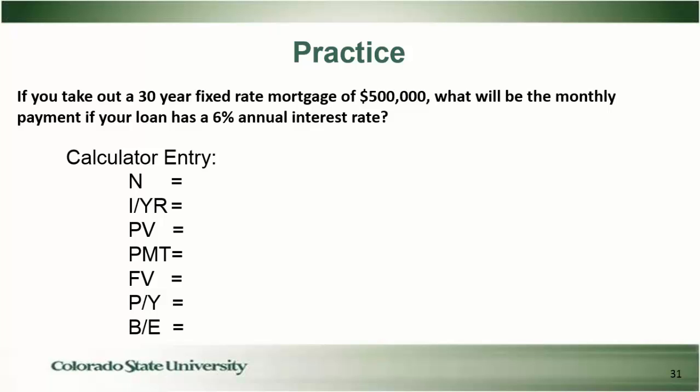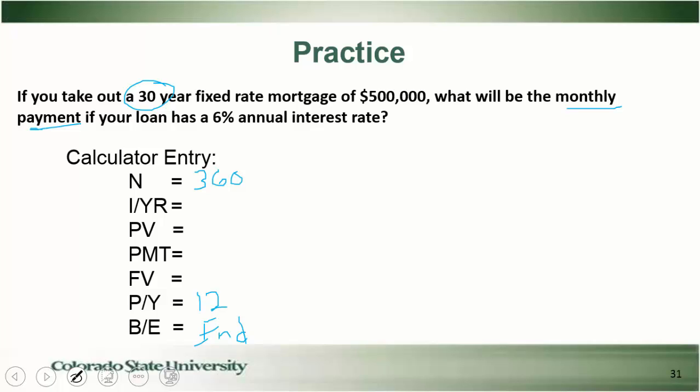Okay, now that you're back, if you take out a 30-year fixed rate mortgage of $500,000, what will be the monthly payment if your loan has a 6% annual interest rate? Well, as always, let's just fill these in. My periods per year, this is monthly payments, so my periods per year is 12. Their end mode, as loan payments always are, my N is equal to 360. 30 years, 12 times a year is 360.